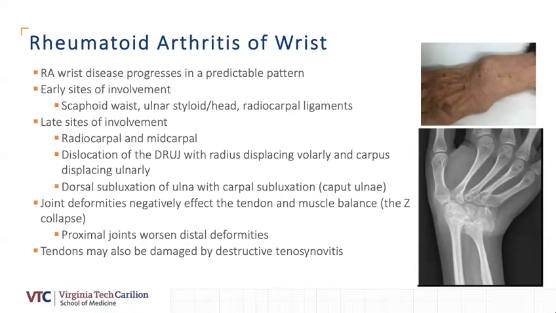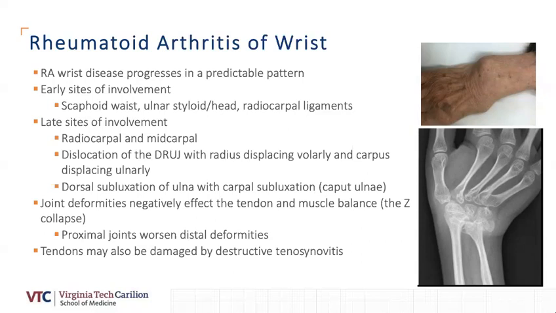So specifically, rheumatoid arthritis of the wrist progresses in a predictable pattern, and early sites of involvement include the scaphoid waist, the ulnar styloid or head, the radiocarpal ligaments, and then later involvement areas are going to be the radiocarpal and midcarpal. You can have dislocation of the DRUJ with radius displacing volarly and the carpus displacing ulnarly. And then you can also have dorsal subluxation of the ulna with carpal subluxation, and that's called caput ulna.